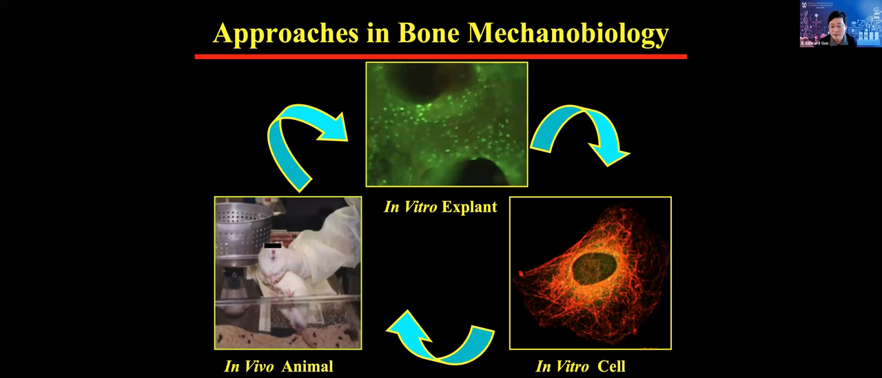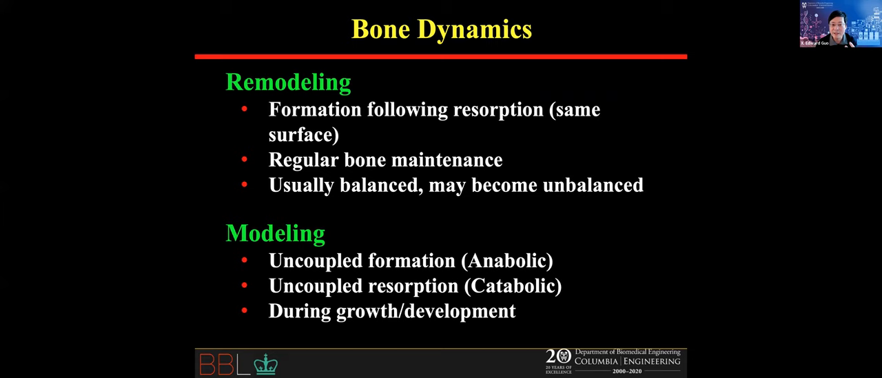So therefore in our laboratory, we have been doing animal studies, and we have done explant studies with single cells, that really center around trying to answer these questions. Before we get into some measurements, I'm going to introduce how bone is formed, the bone dynamics. There are two processes going on in bone.